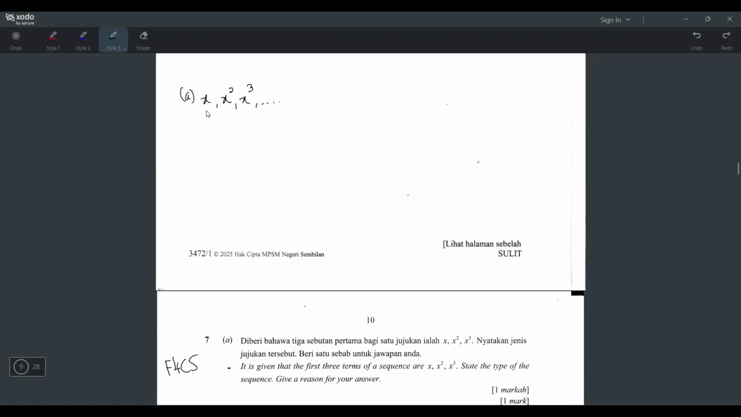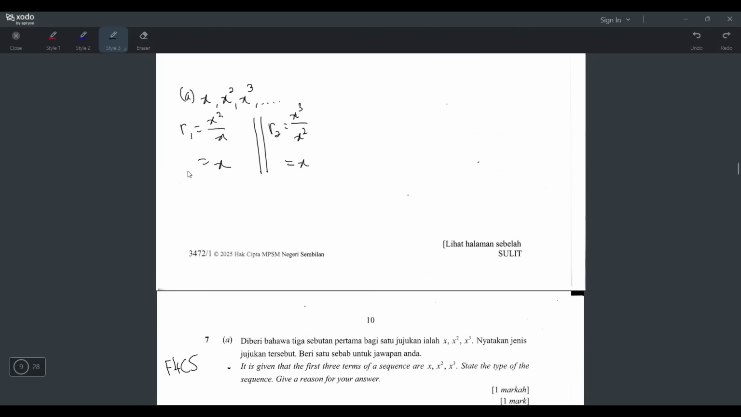But you should show the working. So the R1 will be x power 2 divided by x, and then the R2, the ratio for here, will be x power 3 divided by x power 2. x power 2 divided by x is x, and x power 3 divided by x power 2 is x also, because when it's the same base divided, the power has to minus. So 3 minus 2 is 1. You can see they have the same R. That means it's a geometric sequence.